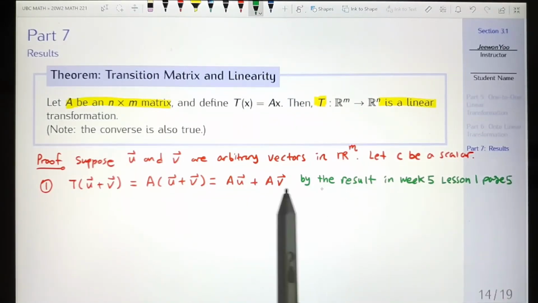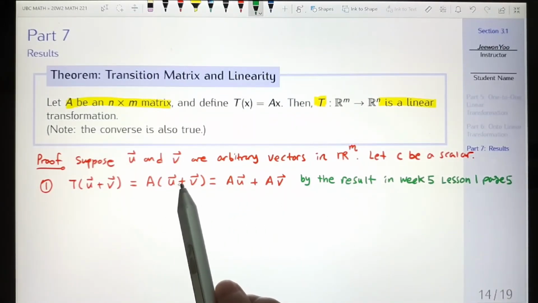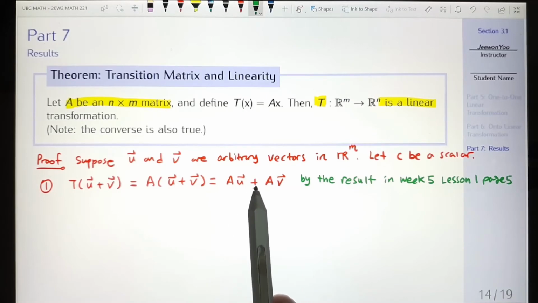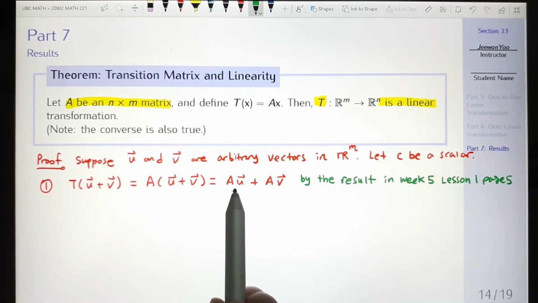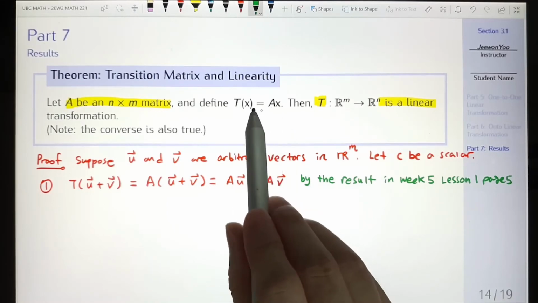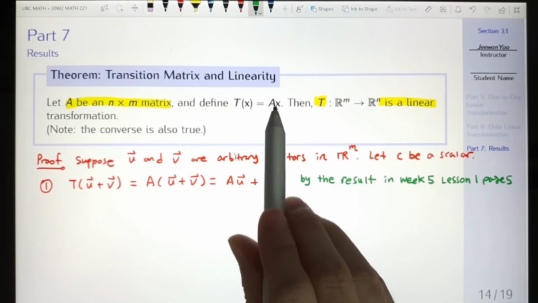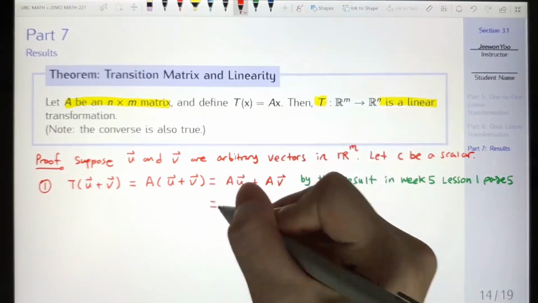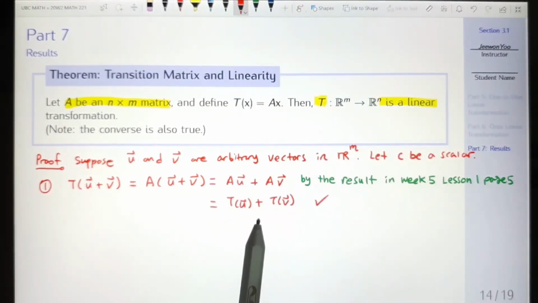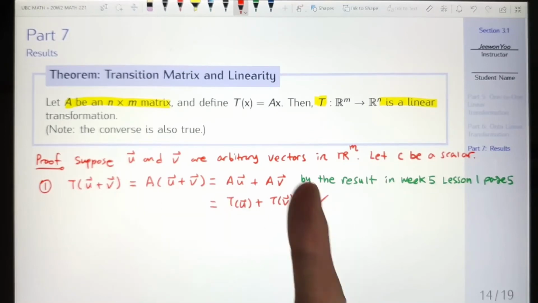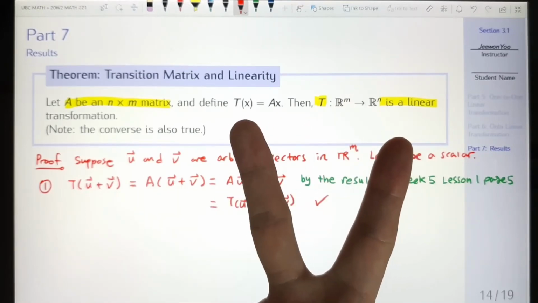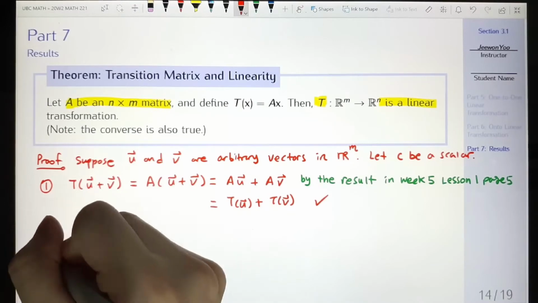Using that result, we can show A of U plus V equals A of U plus A of V. Wait a minute. AU is nothing more than TU. AV is nothing more than TV. Congratulations, this is the end of proving the first property. Let's prove the second property.